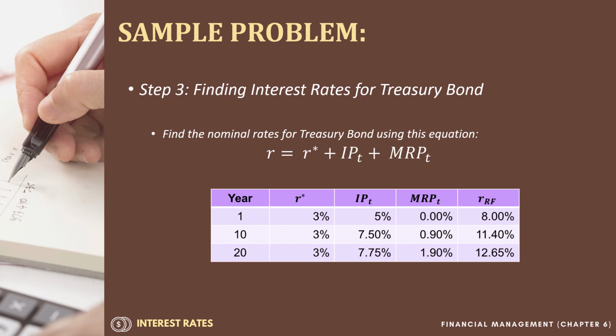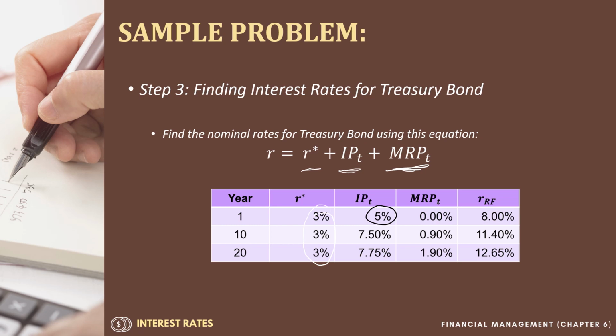Now, first, we will go back to the equation for the nominal rates for the treasury bonds. So again, that is the real risk-free rate plus the inflation premium plus the maturity risk premium. So for year 1, the real risk-free rate for all years is 3%, right? And then the inflation premium for year 1 is 5%. Add it with the maturity risk premium, rather, of 0%. So basically, that is 3 plus 5, that is 8%.